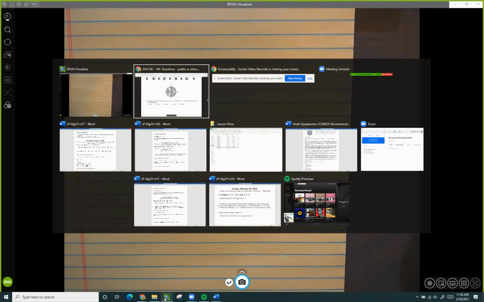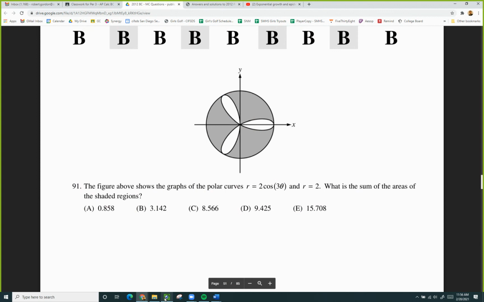So this polar example, let's write it down. The figure above shows r = 2cos(3θ) and r = 2. Do you notice r = 2 is the curve where the radius is always 2? That's a circle. It's kind of like the line y = 5. It's horizontal because it doesn't matter what x is, the output's always 5. Same thing here. r = 2 is a circle because it doesn't matter what θ is, your distance from the origin is going to be 2.